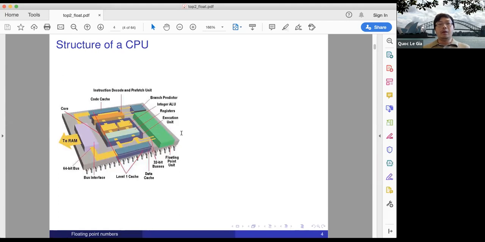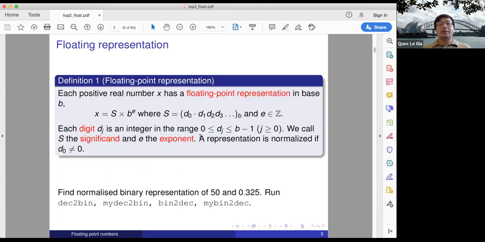Okay, so now let's start with a simple example. Suppose I give you the number 50. 50 is a decimal number, but inside the computer you can represent only 0 and 1, right? So how do you store 50 inside the computer, in the CPU? Well, we have to convert it into a binary number. So let's do a simple exercise. How do we write 50 as a binary number?